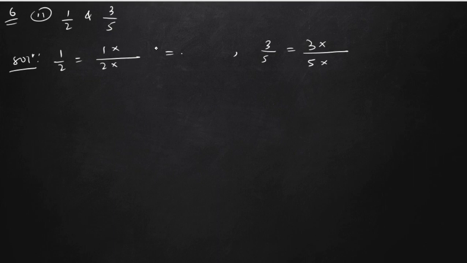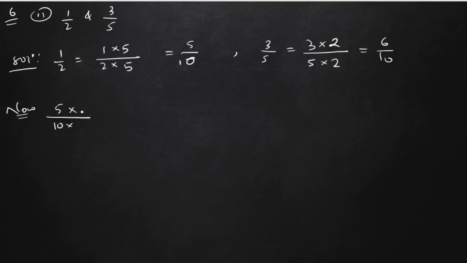The LCM of 2 and 5 will obviously be 10. So we have to make the denominator 10. If you multiply by 5, then only we will get 10, so you have to multiply the numerator with 5. So 5 1s are 5 and 5 2s are 10. Similarly, 5 into 2 will give us 10, so we multiply the numerator with 2. So this is 6 by 10. So we have converted the denominators to be the same.